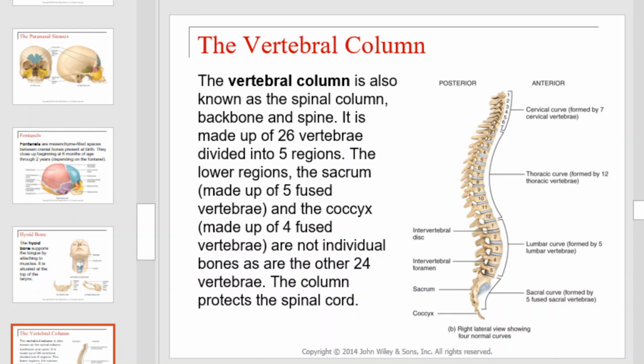This is the vertebral column. The vertebral column is also known as the spinal column, backbone, and spine. It is made up of 26 vertebrae divided into 5 regions. The lower regions, the sacrum, made up of 5 fused vertebrae, and the coccyx, made up of 4 fused vertebrae, are not individual bones, as are the other 24 vertebrae. The column protects the spinal cord.